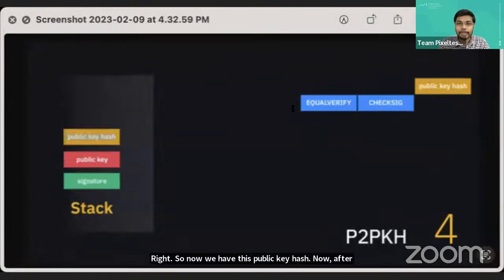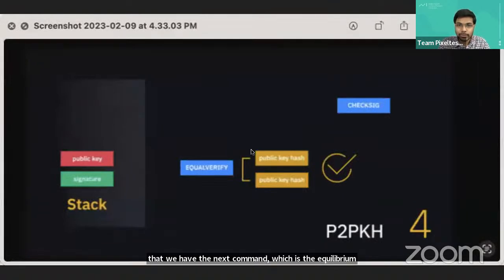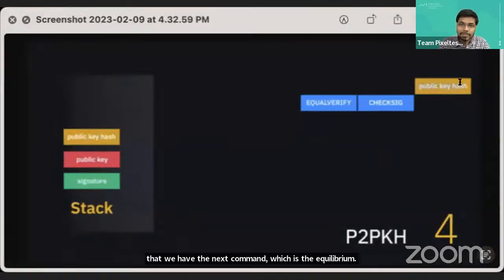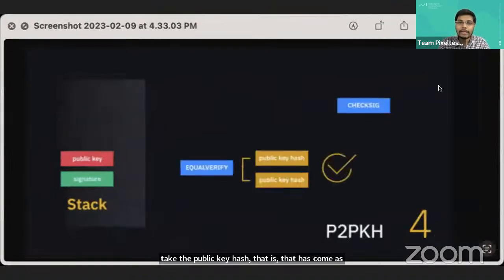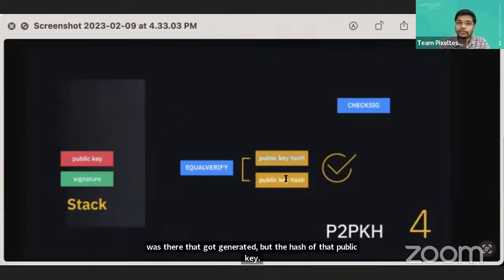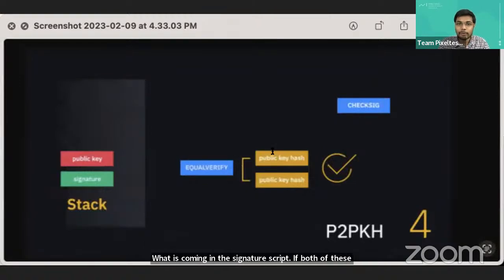Now after that we have the next command, which is the equal verify. So now what equal verify is going to do is take the public key hash that has come as input, right? And verify the public key hash that got generated against the hash of that public key coming in the signature script, if both of these are same. So the equal verify is going to verify if both of the hashes are same. And when both of these are same, finally the check sig is going to check, match it with the signature.